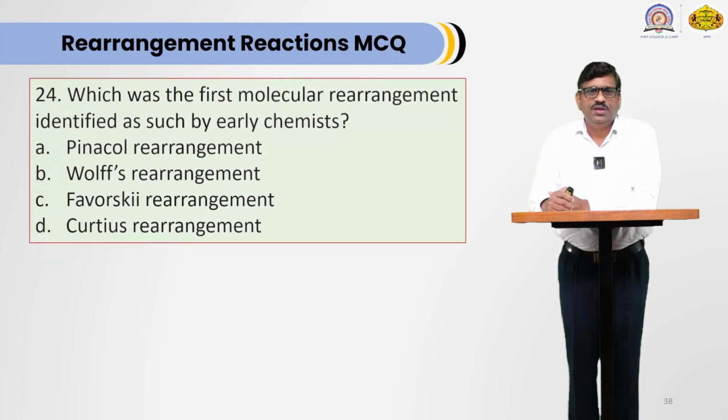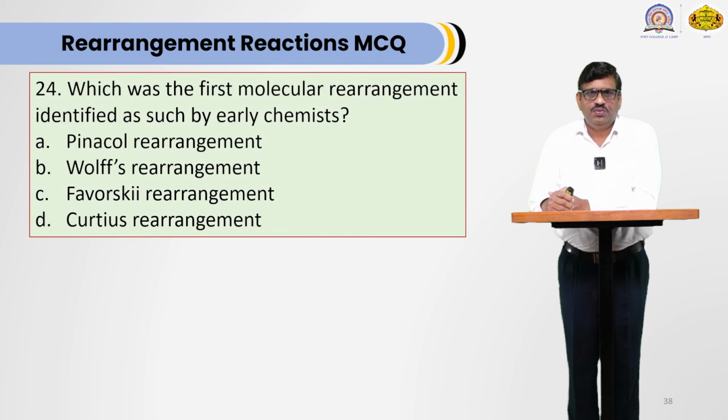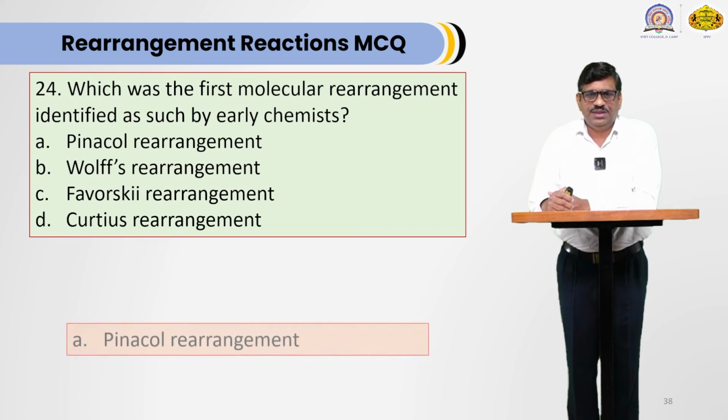Question number 24. Which was the first molecular rearrangement identified as such by early chemists? Pinacol rearrangement, Wolff rearrangement, Favorskii rearrangement, Curtius rearrangement. The correct answer of this question is pinacol rearrangement, and this rearrangement was first observed by the chemists.